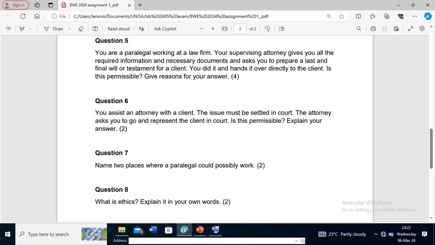So they just want to know whether it is okay for an attorney to ask the paralegal to draft a final document. Usually when you're making a will, there's a first draft, and once you agree to those terms and conditions as outlined, they're going to make a final draft. So can a paralegal make a final draft and hand it over to the client? This one, it is a no.